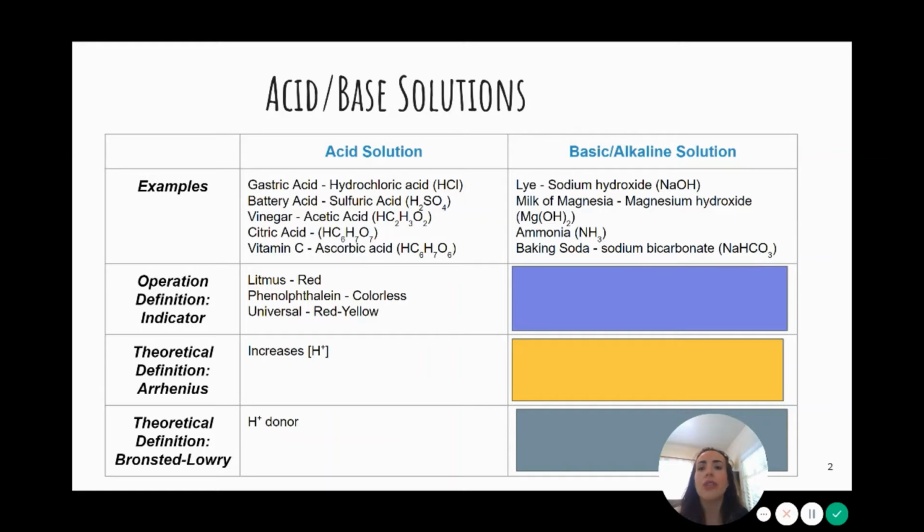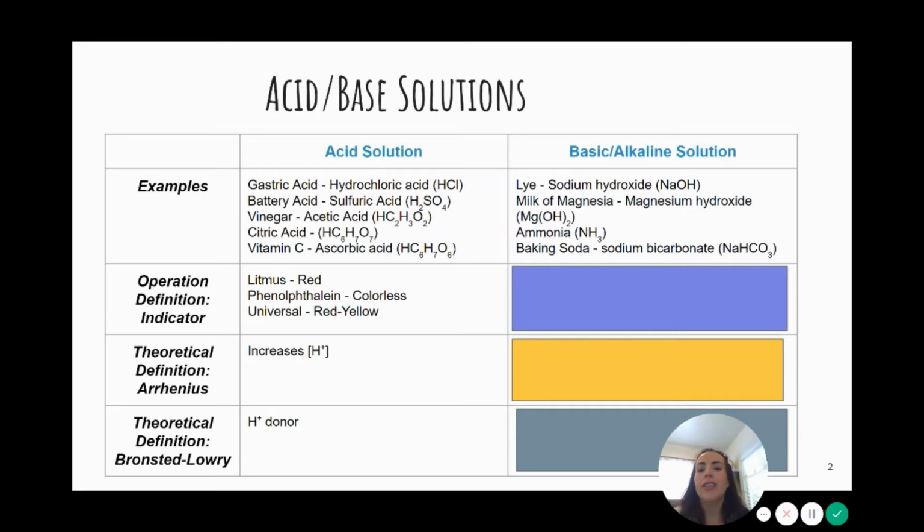Ammonia. If you've used Windex, that really strong smell in Windex is usually going to be ammonia. Now, you can get some Windex that is ammonia free, but most glass cleaner actually has ammonia in it. And baking soda is actually a basic solution as well.